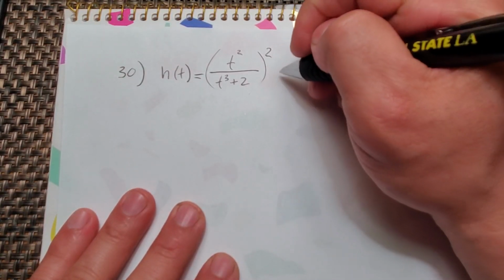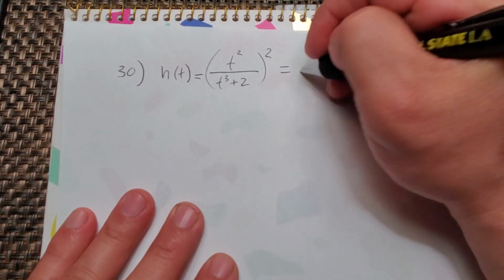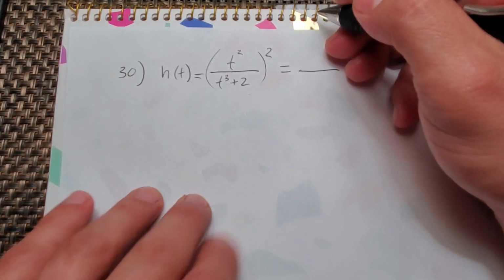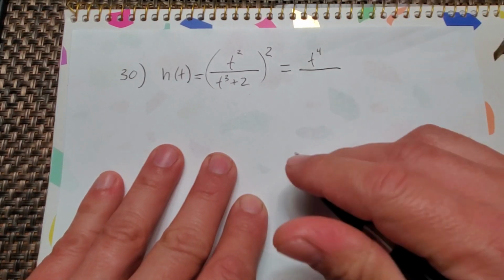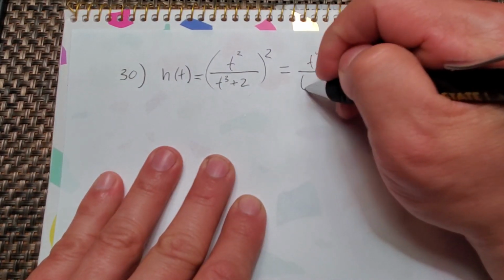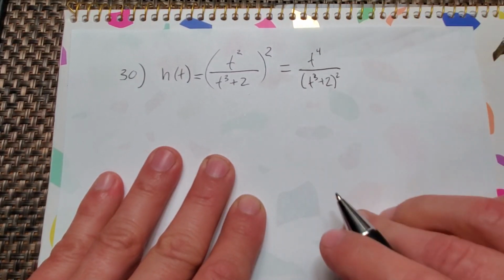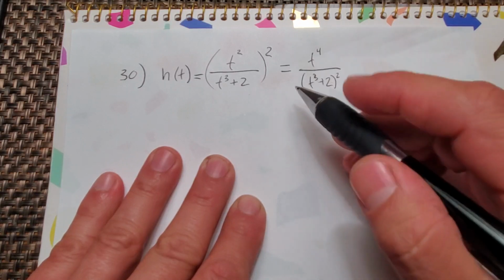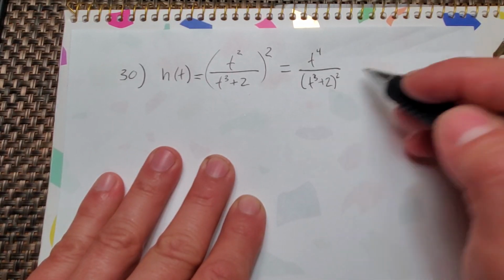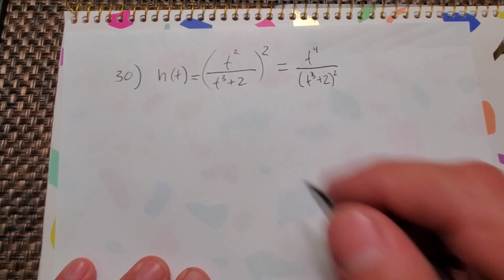What I'm going to do is raise each thing to the second power first. So t squared to the second power is t to the fourth. And t cubed plus 2 to the second power is t cubed plus 2 to the second power. So I'm going to take the quotient rule first, then I'll have to take the chain rule. So let's get started.